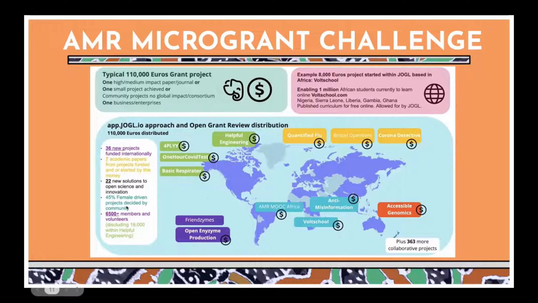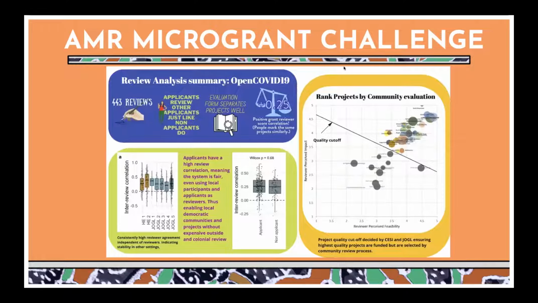And what's really cool about it is it's quite equal as well. So it's equal opportunities. Anyone in the world can apply. We'll probably have similar grant rounds to this in the future, as well as with the AMR Grant Challenge. And we've had thousands of people work with us, and it's created quite an amazing community on JOGL. So we've had 443 reviews, and I'm just trying to explain that this works very well.